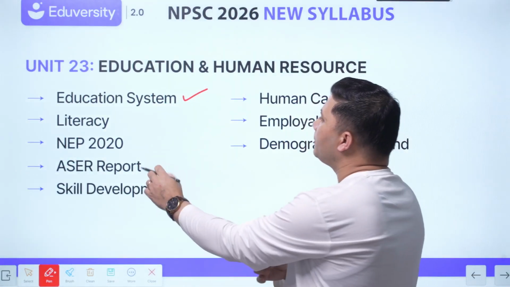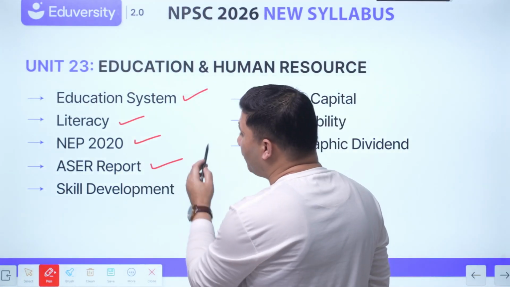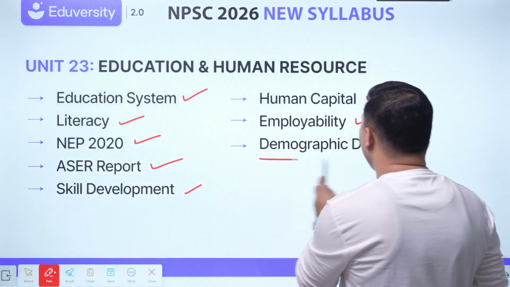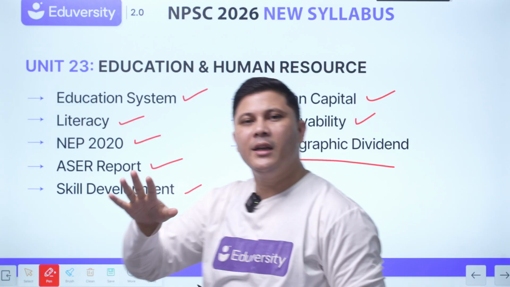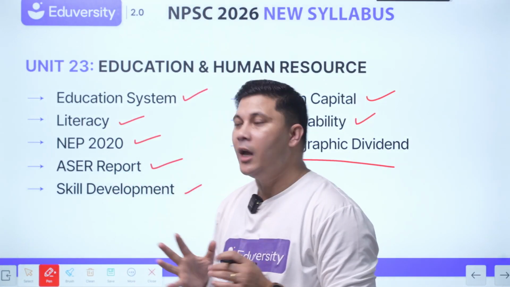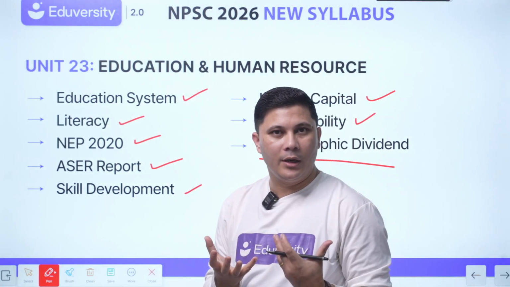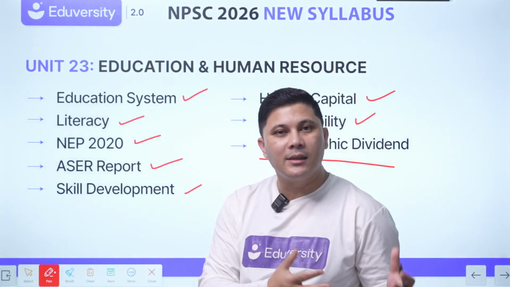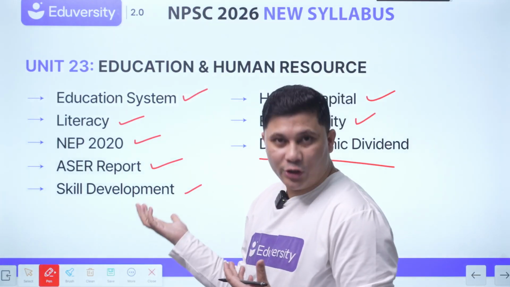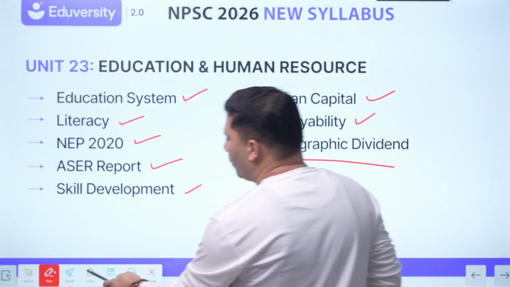Apart from this, we have to see the literacy rate, study the new education policy, the SR report, skill development, human capital formation, employability, demographic dividend. So education and human resources is a very important topic under social justice. We have to learn human capital formation and the education system, SSA, RMSA, you got a point, right? And what are the digital initiatives in the education sector. So all of these things we will have to learn.